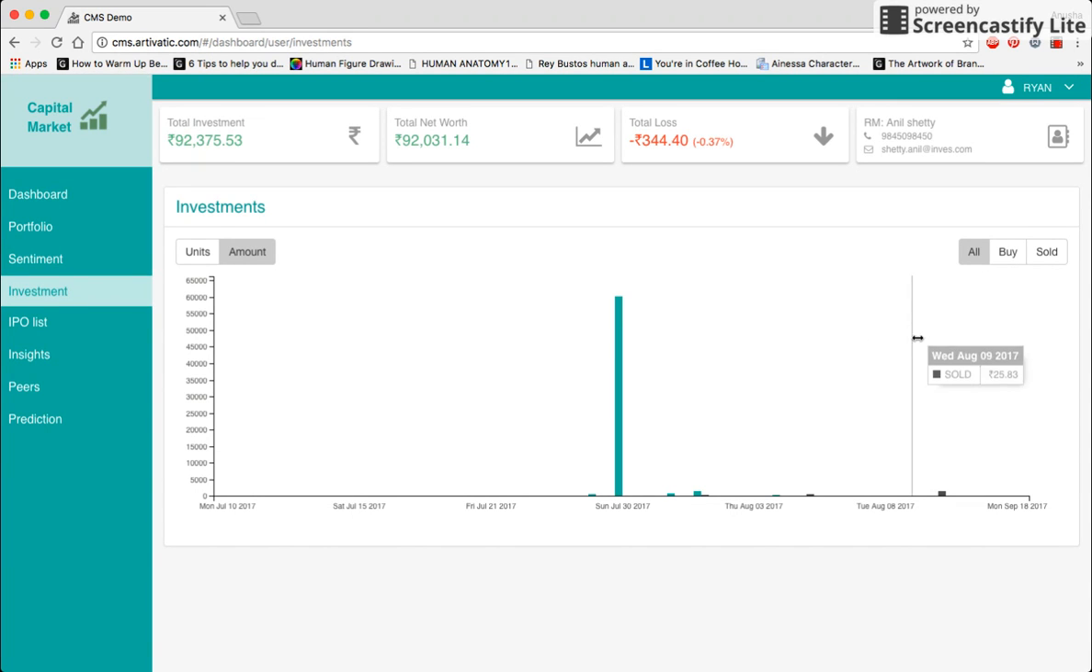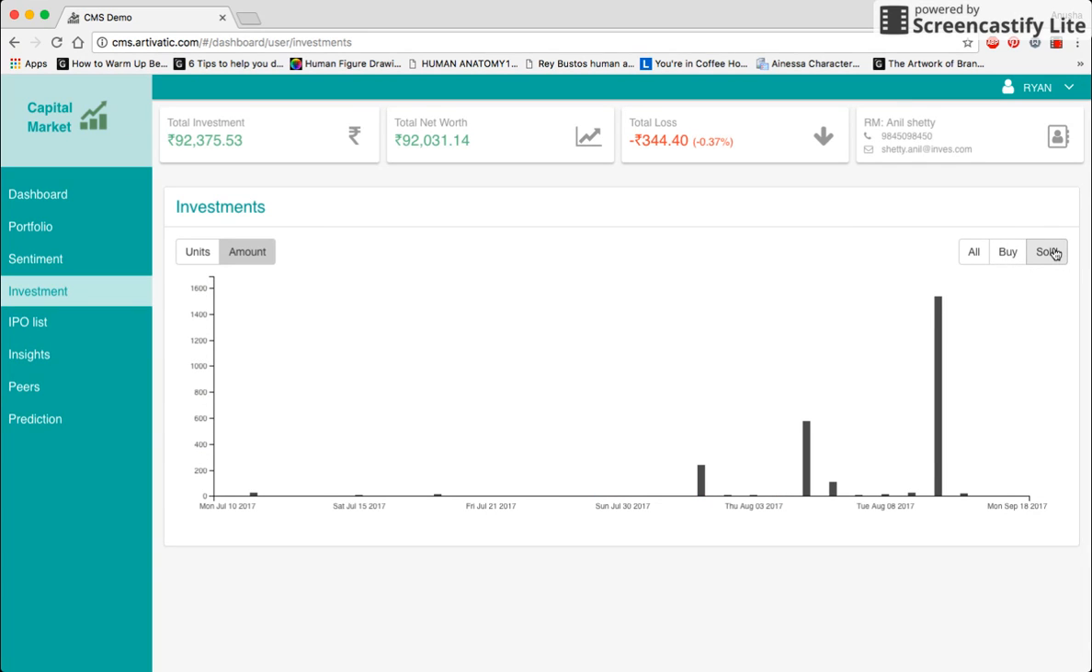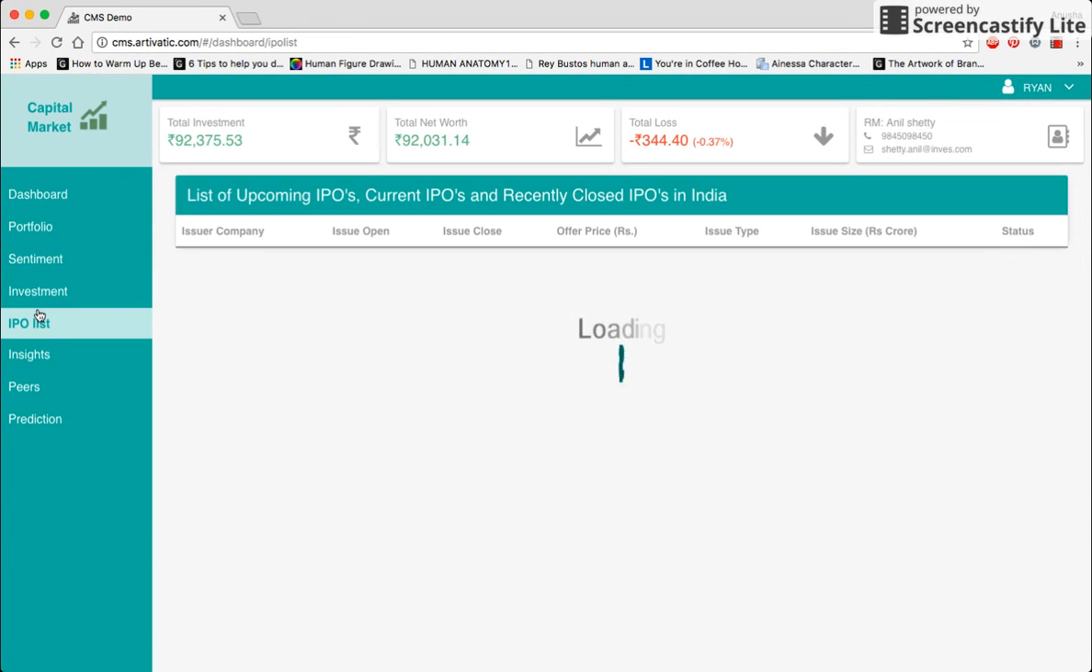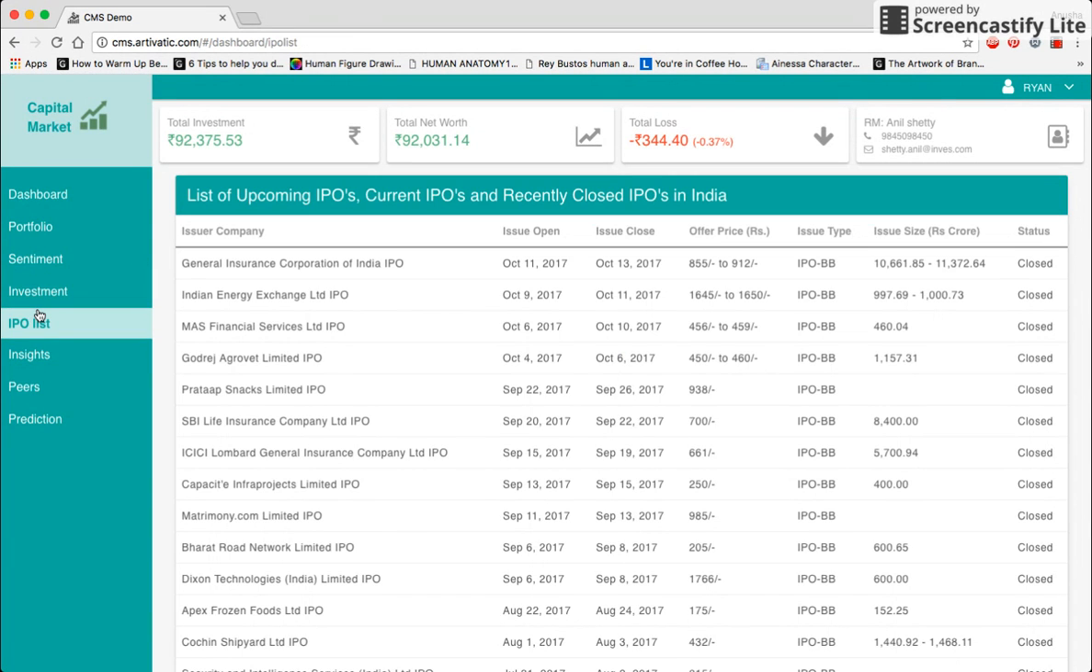The investment graph shows how much has been bought or sold over the last few months. The IPO list, which is the initial public offerings, is only shown to investors who are interested in buying IPO stocks.